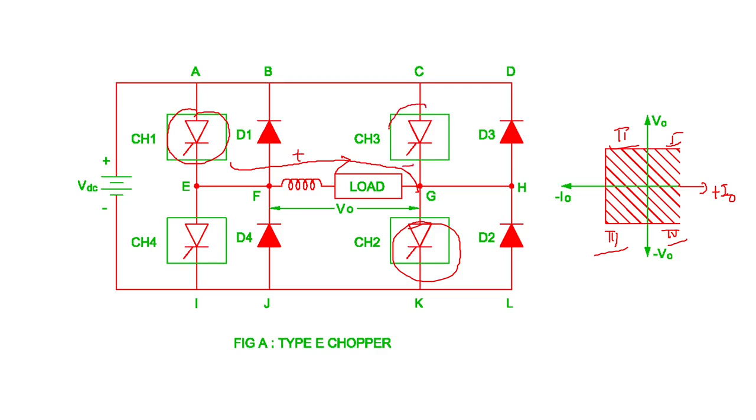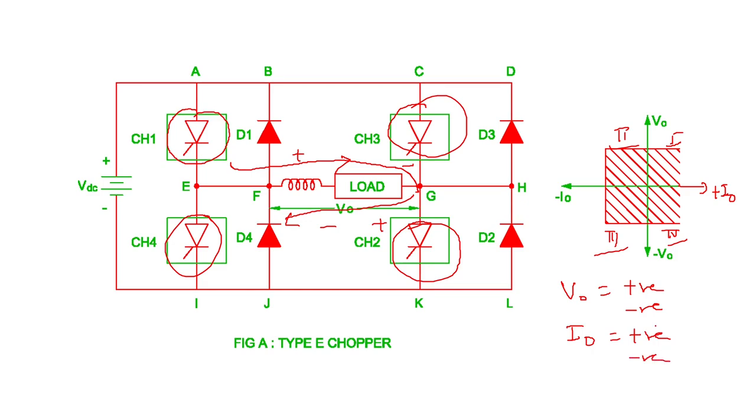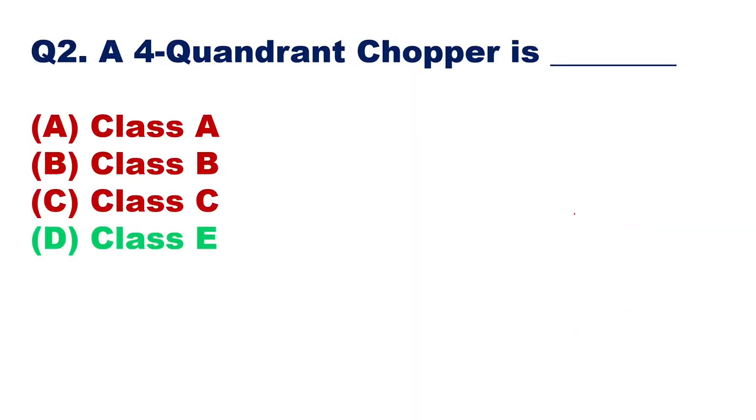Similarly, if you operate thyristor number 3 and thyristor number 4, then the current is going to flow like this, and it will have voltage as minus plus. That means the output voltage will be positive and also negative, and the output current will be positive and also negative. So we can draw the graph in all four quadrants. So it is a four quadrant chopper, that is class E. So option D will be the right answer.